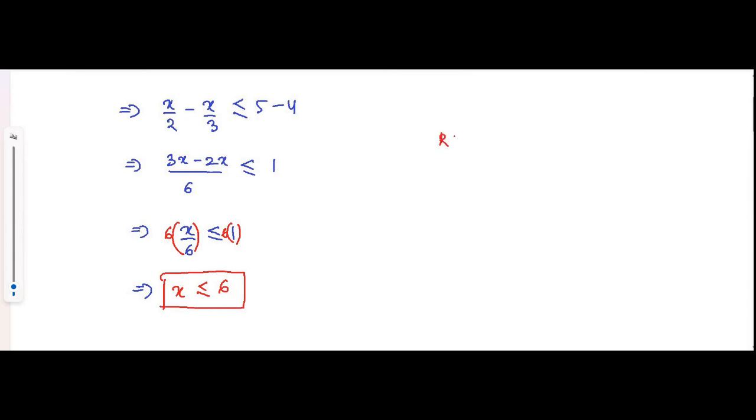Now the replacement set is the set of positive odd integers: 1, 3, 5, 7, 9 and so on. So from this we have to find those solutions which satisfy the criteria x is lesser than or equal to 6. That means we have these three solutions, 1, 3 and 5. So the solution set is {1, 3, 5} for the given inequation.